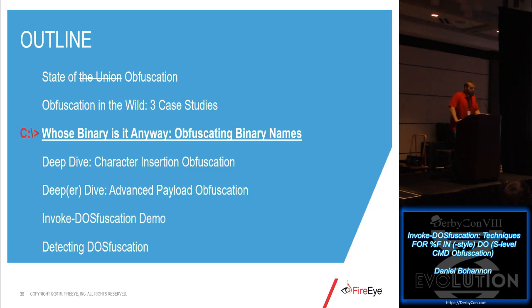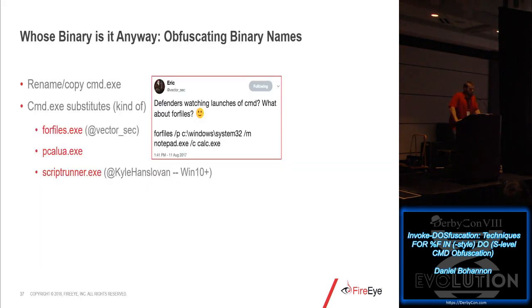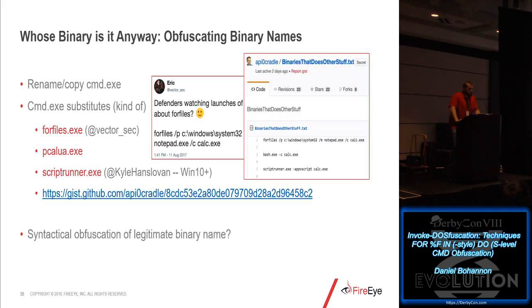So let's talk about obfuscating binary names. There are a couple of things that I'm not talking about here. I'm not talking about detecting if an attacker renames cmd.exe to foo.exe and then runs it. I'm also not talking about command-like substitutes, like some of the LOLBins that Avihay Mor, who was here, has put together into the LOLBAS project. So we're not looking at forfiles or pcalua or stuff like that.